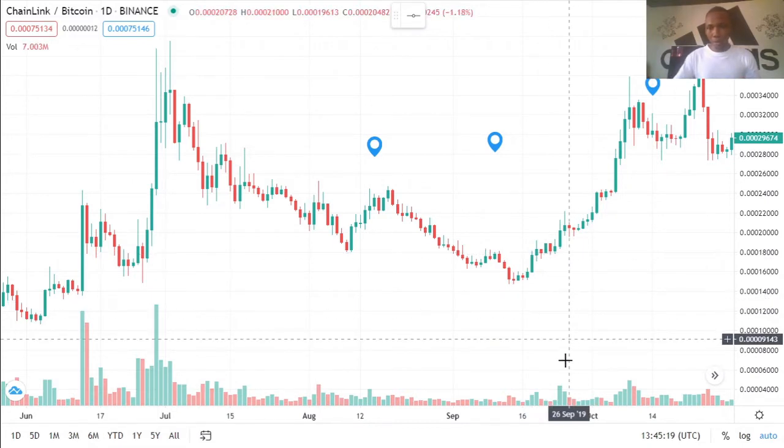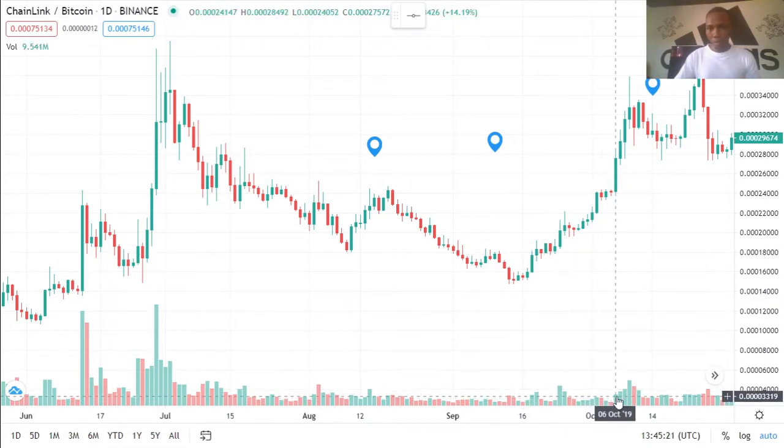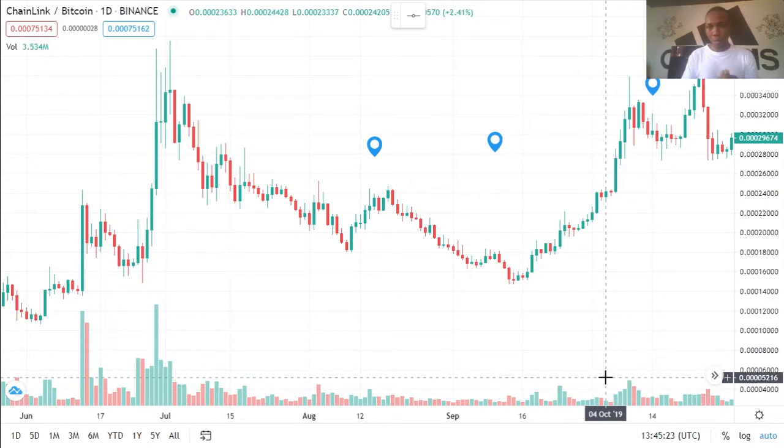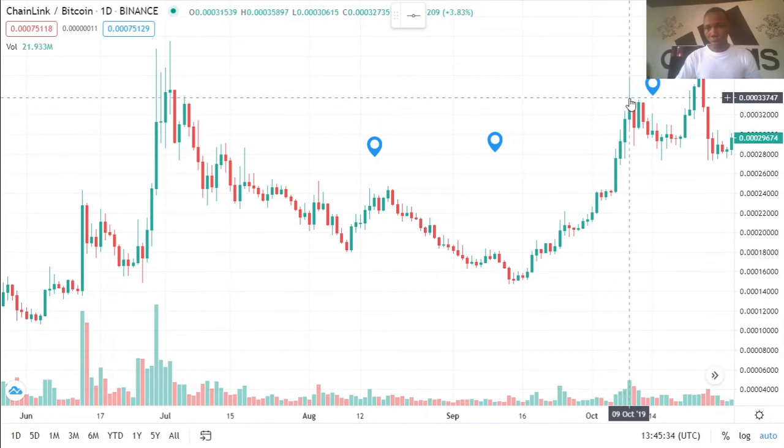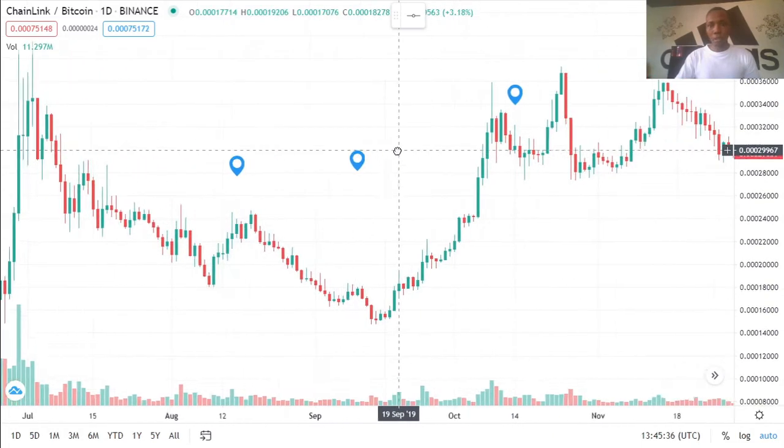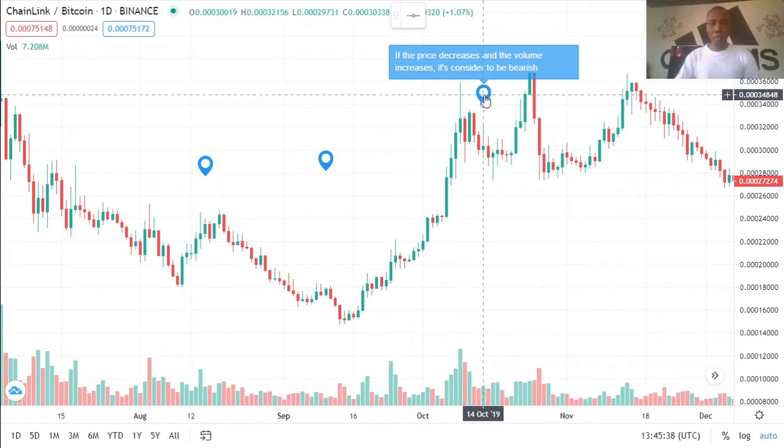Now let's look at from here. You can see the price start increasing. It means that more people start buying this coin. So the big traders with the money start coming in, and you can see the price of this coin went up and got to this part here. The next part is if the price decreases and the volume increases, consider that to be bearish.